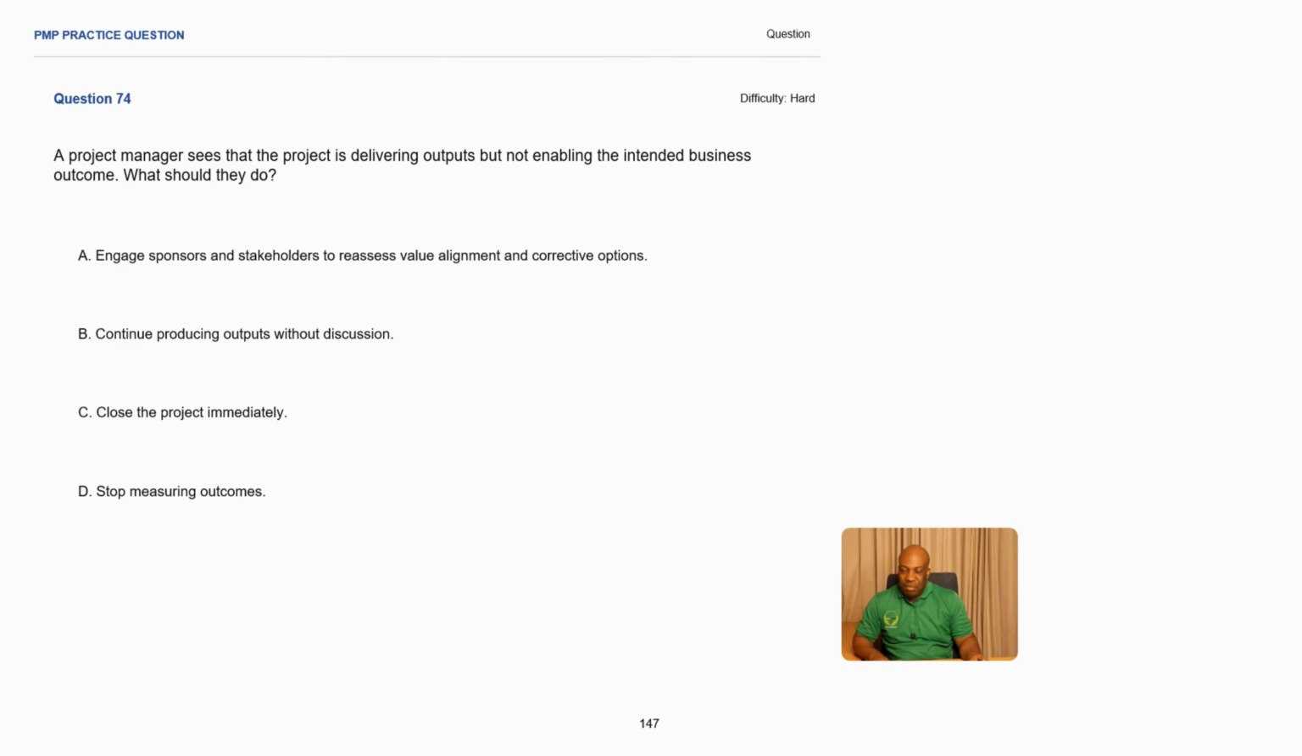Right, practice question number 74. A project manager sees that the project is delivering outputs but not enabling the intended business outcome. What should they do? Okay, so what is our problem statement here? Project manager is seeing that the project is delivering outputs, but it's not enabling intended business outcome.